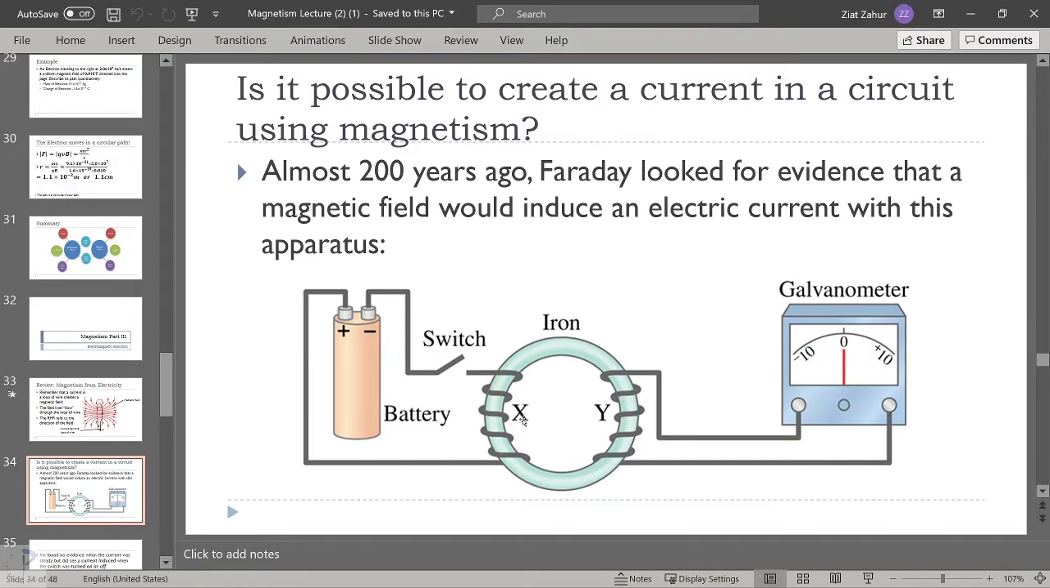So his idea was that, hey, perhaps the magnetic field from this wire can push the charges on this wire and then produce current. And it was a brilliant experiment, but it failed. It didn't work. All right, the end.